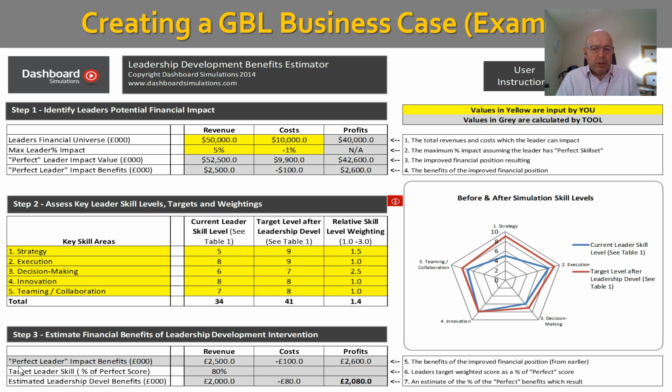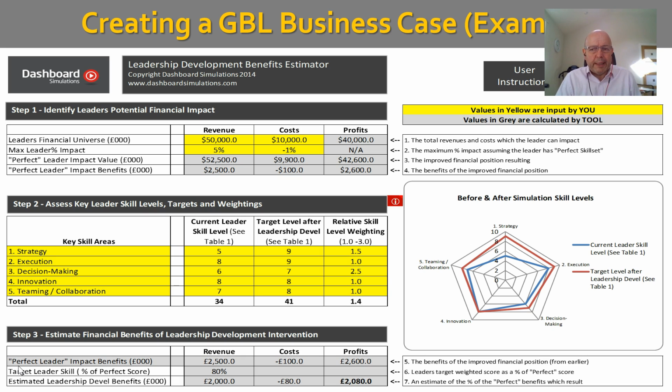We're saying in this case they're not directly influencing profits other than this calculation, but they could actually be influencing profits as well. So then the perfect leader can actually have an impact value. For example, revenue going from 50 to 52.5, and the benefits then on revenue is 2.5. Benefits on cost is minus 100, and of course you add these, you subtract that off because negative cost is an advantage. So we've got a typical perfect leader making a benefit in profit terms of 2.6 million or whatever it is, or 2,600, depends on the scale.